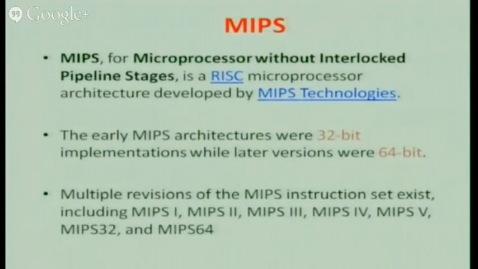And here this MIPS, which is a category of embedded processors, stands for microprocessor without interlocked pipeline structure. Now, this is basically a RISC type of microprocessor developed by MIPS Technologies. The early MIPS architectures which were developed were 32-bit implementations, while later versions were 64-bit. Similarly, as we have ARM6, ARM7, 9, 11 and so on, we have different versions or revisions of the MIPS processor also, ranging from MIPS 1, 2, 3, 4, 5, MIPS 32 and 64 and many more. Right.